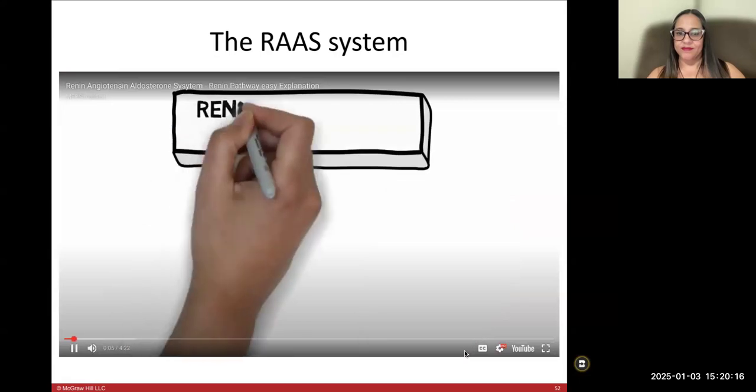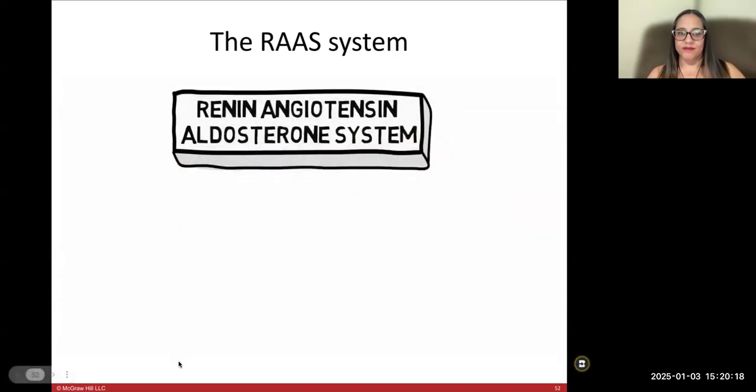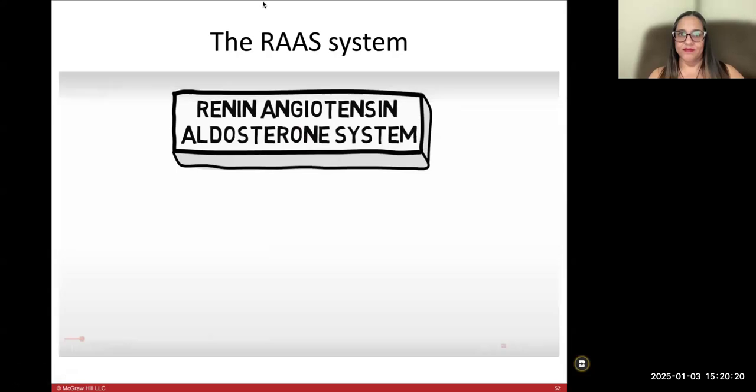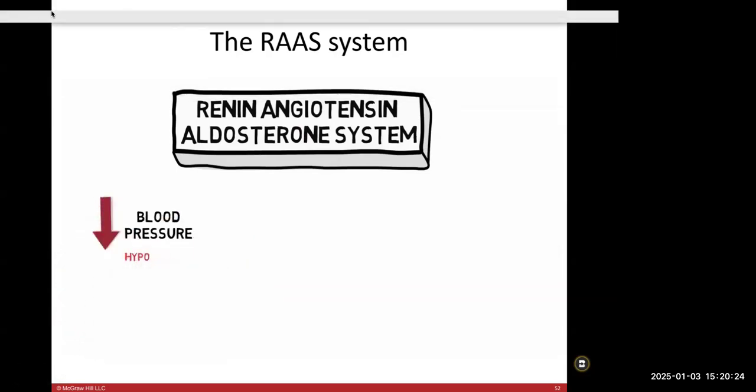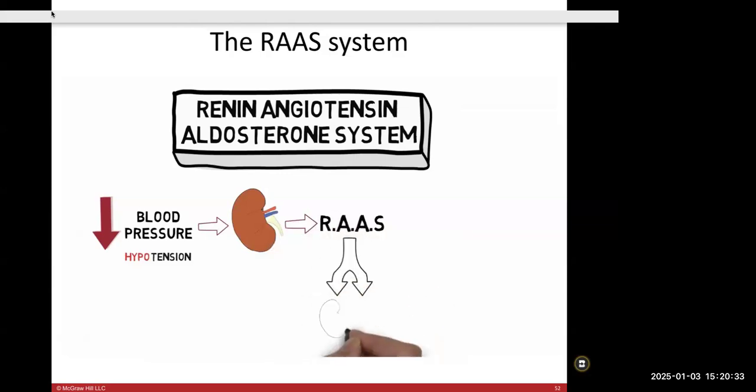In this video, we will discuss the renin-angiotensin-aldosterone system. And before getting into all the complex stuff, let's have an overview of this system. So whenever your blood pressure falls, known as hypotension, the kidneys are able to sense it and they activate the renin-angiotensin-aldosterone system, which acts on kidney as well as the blood vessels to restore the blood pressure to the normal.